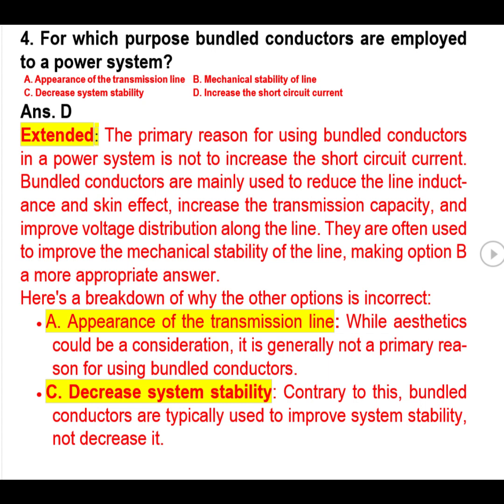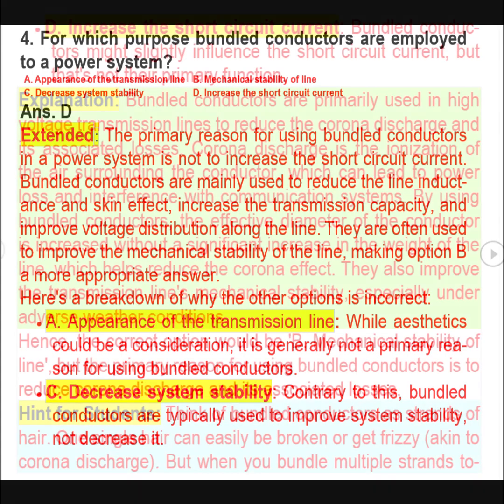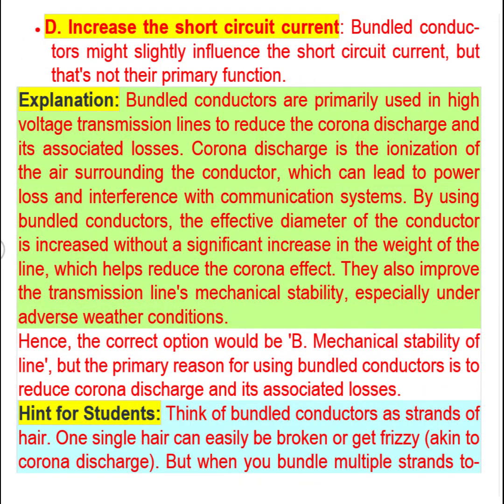A. Appearance of the transmission line: while aesthetics could be a consideration, it is generally not a primary reason for using bundled conductors. C. Decreased system stability: contrary to this, bundled conductors are typically used to improve system stability, not decrease it. D. Increase the short-circuit current: bundled conductors might slightly influence the short-circuit current, but that's not their primary function.